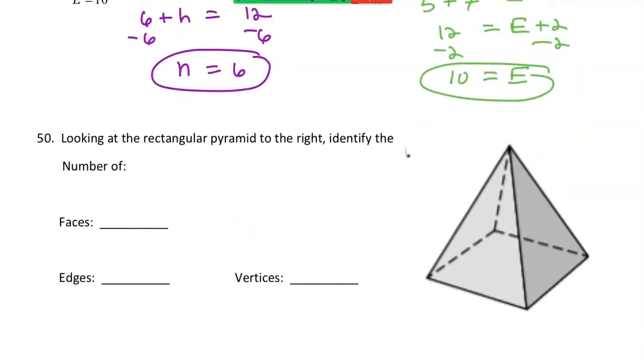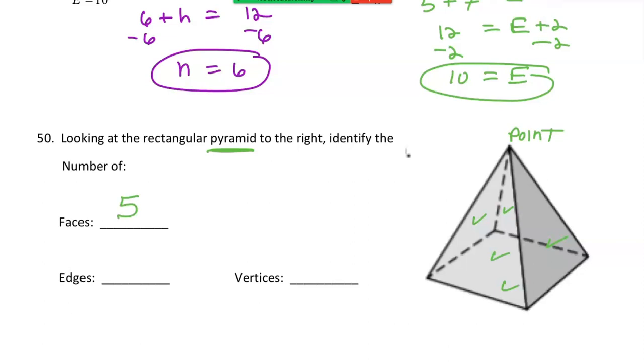Okay, now I have a picture. So I'm looking at this regular pyramid. Remember, it's a pyramid because it has a point up here. And it's a rectangular pyramid because the bottom is a rectangle. So the number of faces. So you have 1, 2, 3, 4, and the bottom is 5. So there's 5 faces.